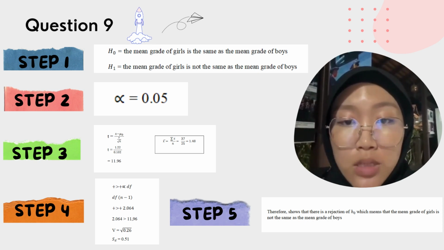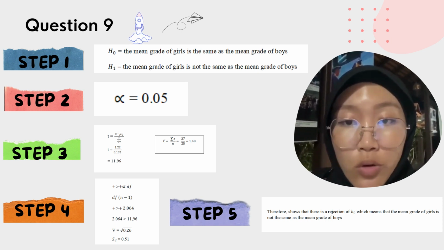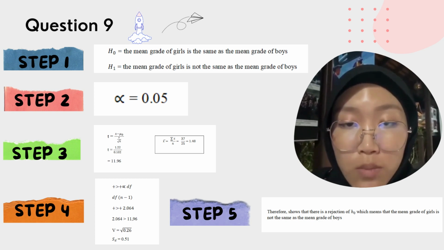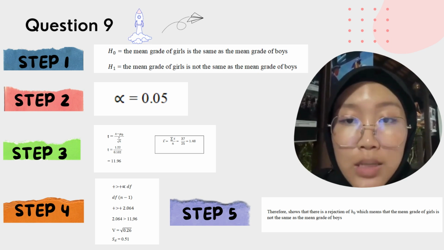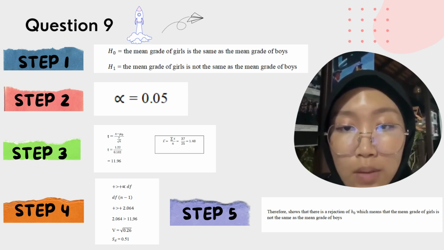The question already stated the significance level of 0.05, so the second step is alpha equals 0.05. We need to calculate the mean x before we want to find t. After that, we can do the third step using the formula, x mean minus mu0 over s over square root 25, so we will get 11.96. And the next step is we need to use the other formula, t greater than t alpha df, and the answer is 2.06 greater than 11.96, and the variance is square root 0.26 and standard deviation is 0.51.